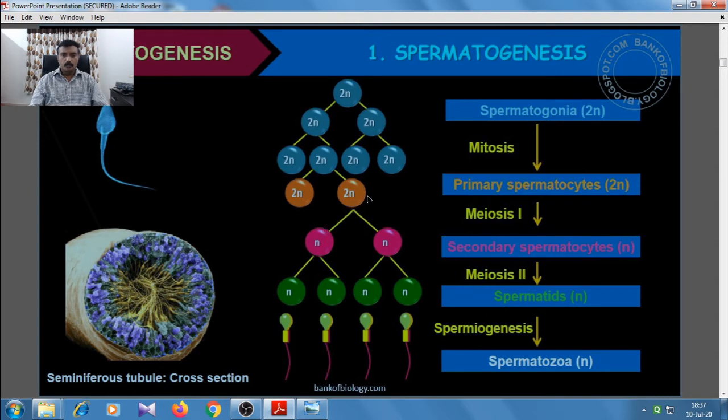Primary spermatocyte undergoes first meiotic division, and as a result what is formed? Secondary spermatocytes are formed. Reduction division, പകുതി chromosomes ഇങ്ങോട്ട് വരുന്നുള്ളൂ. So secondary spermatocytes are formed, and the secondary spermatocytes again undergo second meiotic division, and as a result 4 spermatids are formed, and from the spermatids, by the process called spermatogenesis, what is formed? Sperms are formed. So either you will be asked to represent spermatogenesis with the help of a flow chart.